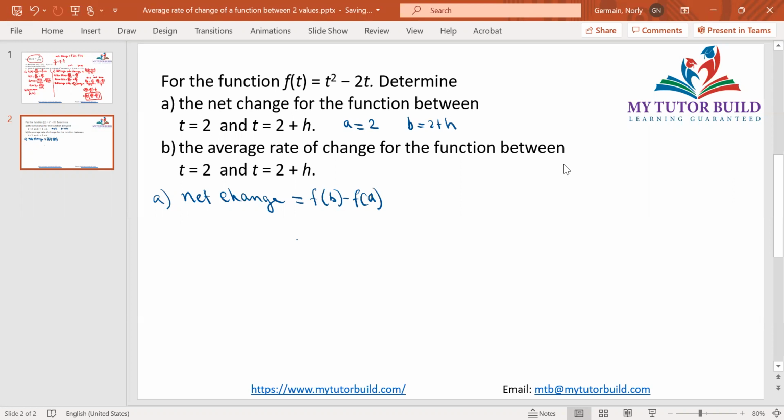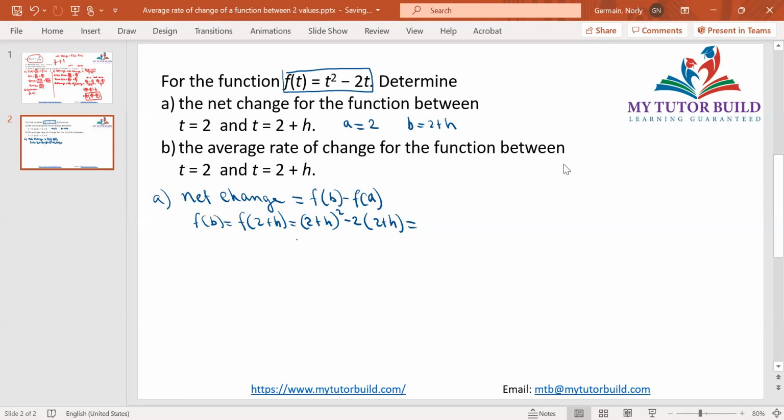Now that we have this, we can find f of b. F of b is the same thing as saying f of 2 plus h. We substitute t everywhere in the function f of t. I would replace it by 2 plus h. So we end up having (2 plus h) squared minus 2 times (2 plus h).